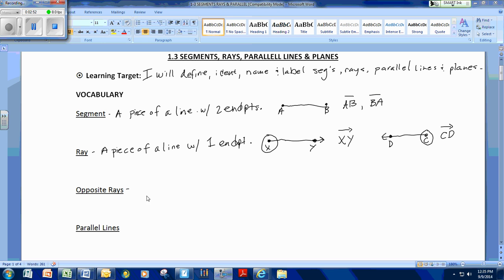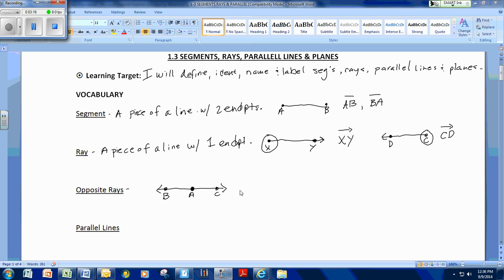Okay, next we have what's called opposite rays. Opposite rays are two rays that share an endpoint and go in opposite directions. They have to go opposite of one another and start at the same endpoint, and they also have to be on the same line.